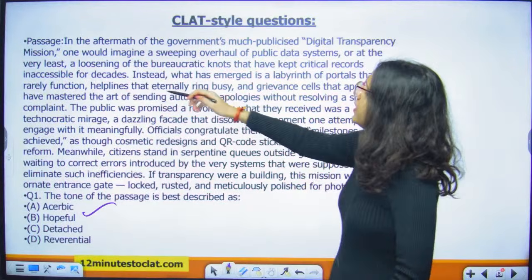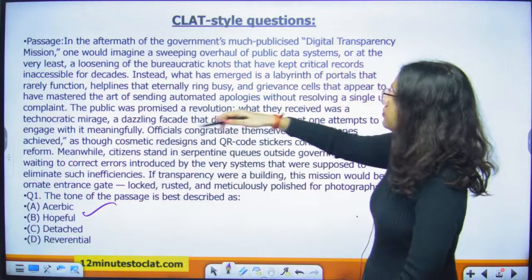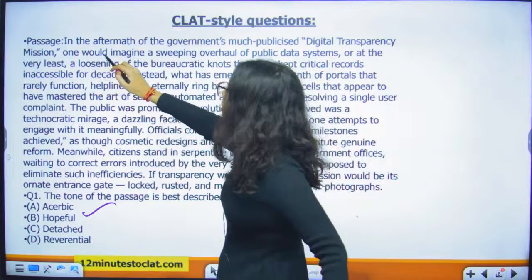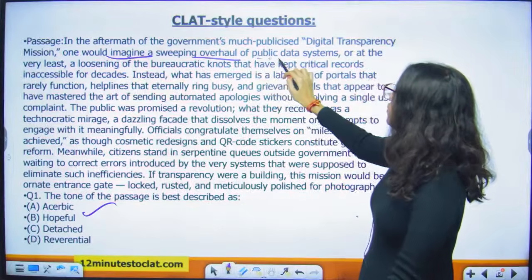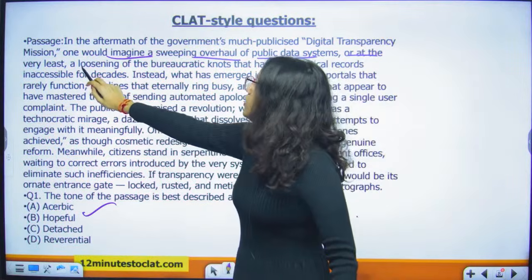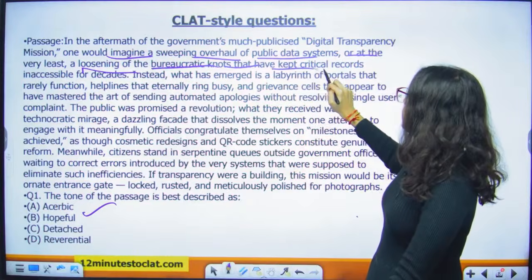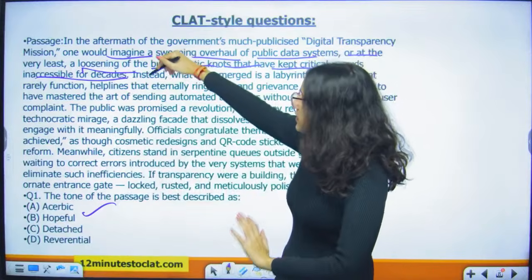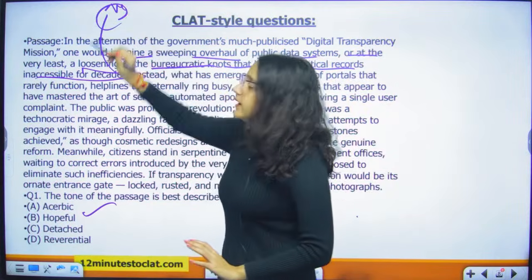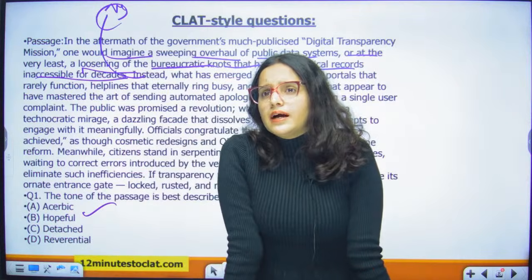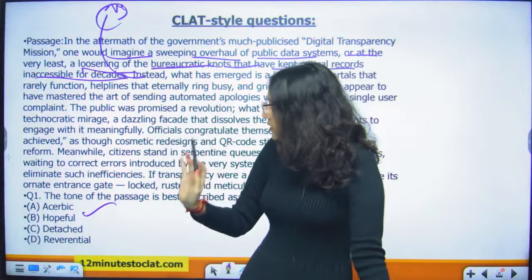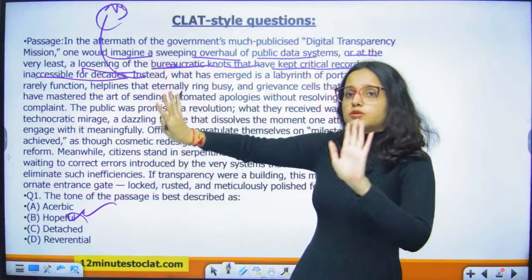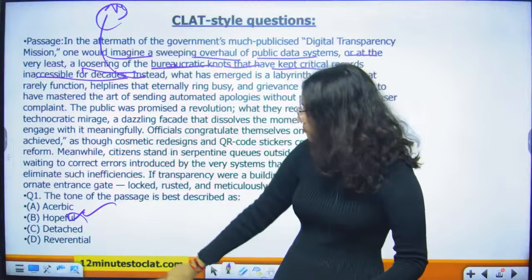Read it carefully. In the aftermath of the government's much publicized digital transparency mission, one would imagine opinion is coming forward. Before this, fact, opinion. One would imagine a sweeping overhaul of public data systems, or at the very least, a loosening of bureaucratic knots that have kept critical records inaccessible for decades. So, even if I read till here, I have already understood that the tone is negative. So any positive, hopeful, I eliminate, even if I don't read further.